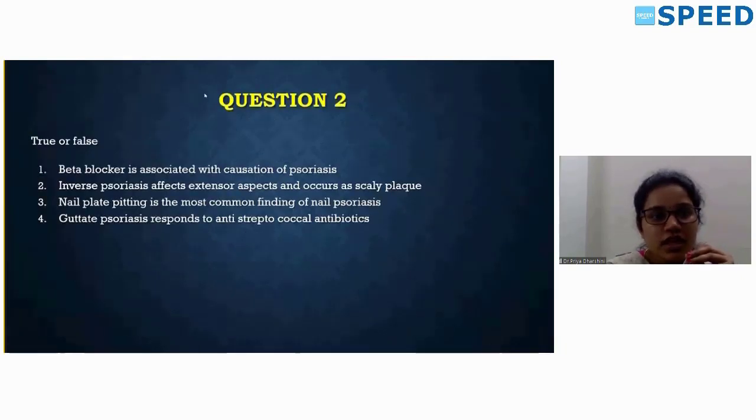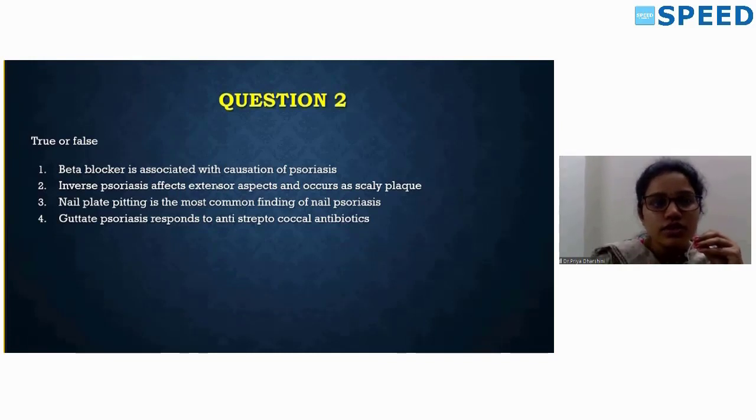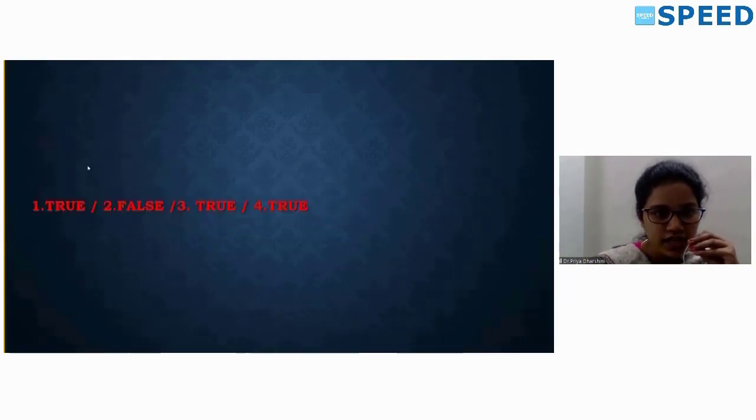So next question is, you have to answer true or false of all these statements. Beta blocker is associated with causation of psoriasis. So you should know the drug which causes psoriasis. We'll see it later. Beta blocker is associated with psoriasis. So first one, this is a true statement.